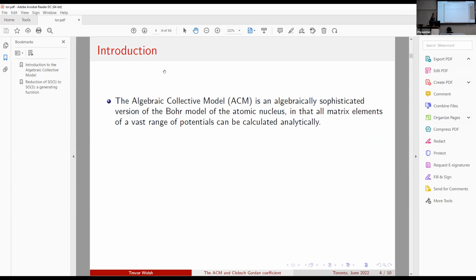These are actually David's words. The algebraic collective model is an algebraically sophisticated version of the Bohr model of the atomic nucleus, in that all matrix elements of a vast range of potentials can be calculated analytically. So that's the idea.